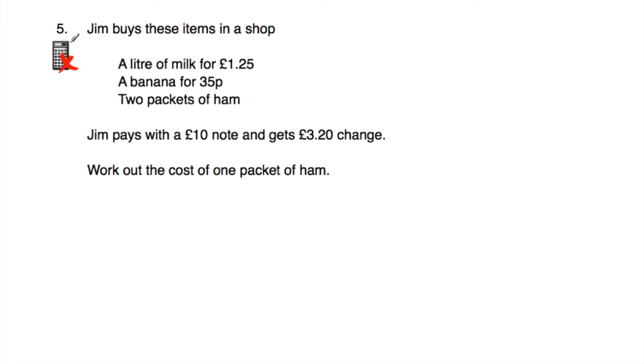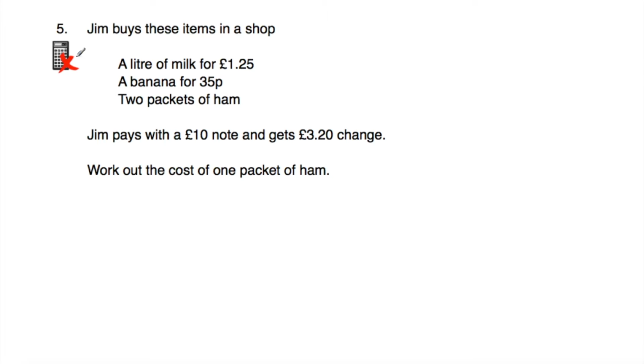Okay, let's have a look at our next question, question number 5. Question number 5 is a non-calculator question, so I'm just putting down my calculator. And we're told that Jim buys these items in a shop. So he buys a litre of milk for £1.25, a banana for 35p, and 2 packets of ham. And we're actually told the price of the packets of ham. And he pays with a £10 note and receives £3.20 change. And the question says, work out the cost of 1 packet of ham.